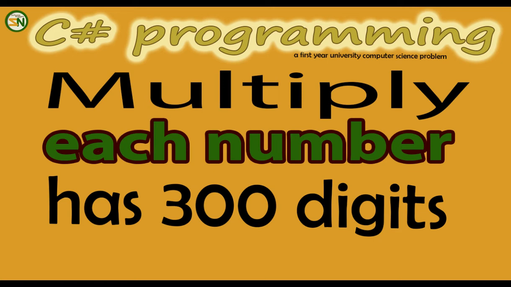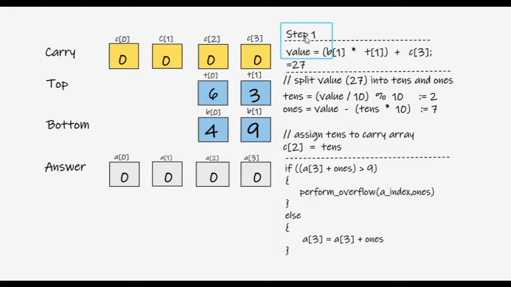In this video, we're going to look at multiplying two 300-digit numbers in C#. Hope you enjoy this video. Let's begin with step one.